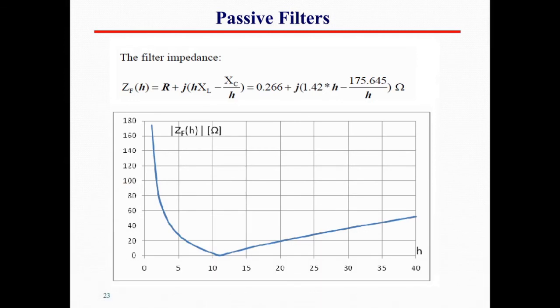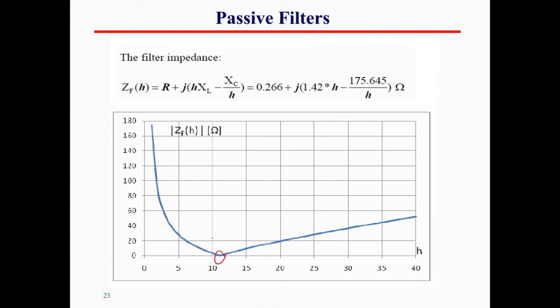Now if we plot the magnitude of the impedance with respect to the harmonic order H, we're going to find the following. There will be a series resonance at 11, because this is what we would like to do. We're going to have the 7th order harmonic and the 11th order harmonic, and we would like to get rid of the 11th order, so that's why we design a filter.